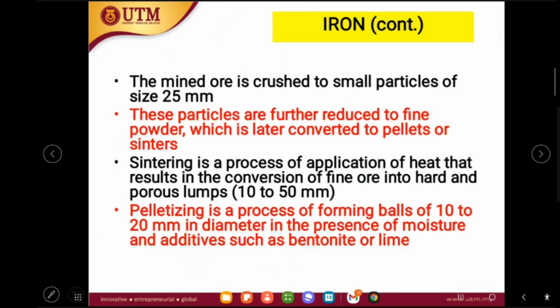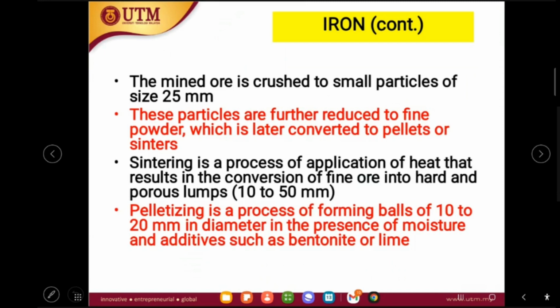So the mine of ore is crushed into small particles of approximately 25 millimeters, and then these particles are further reduced to a fine powder, which is later converted to pellets and also sinters. So what actually are pellets or sinters? They are products from a process which we call sintering or pelletizing.